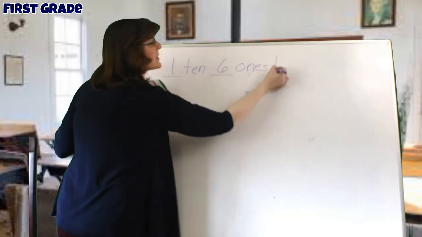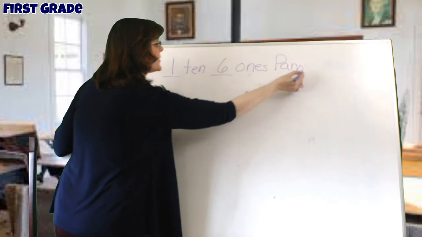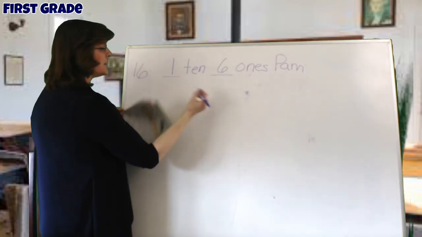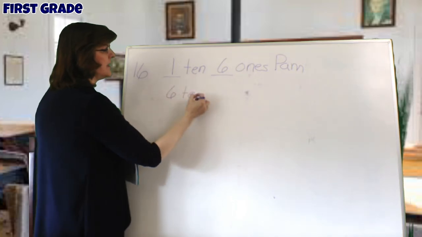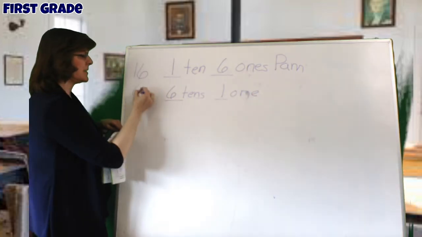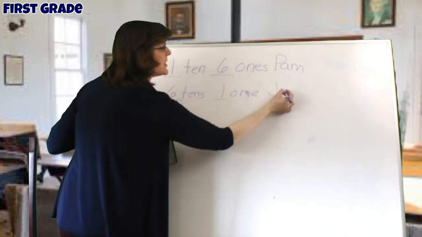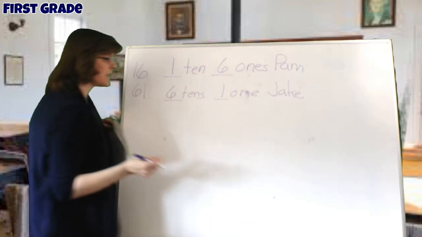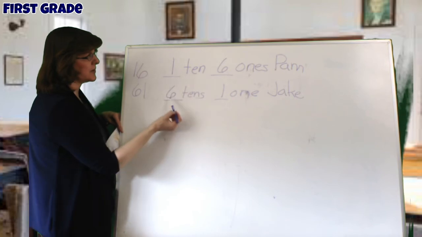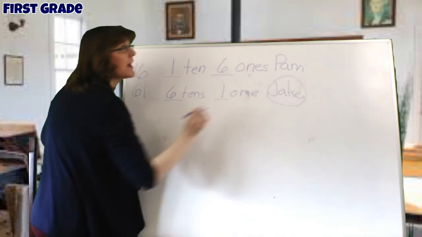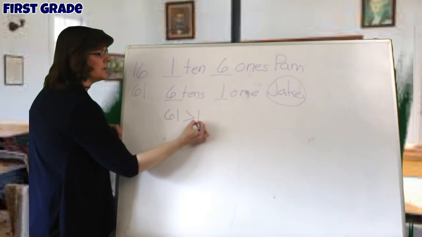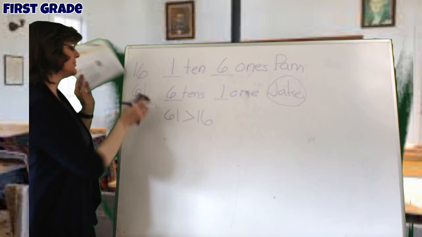Jake's, oh, we should put Pam's name here. Jake's points. Jake has 1 one and 6 tens. So 6 tens, 1 one. He has the number 61. That's Jake's. So now we have to decide who has the greater points. We'll look at the tens place here. Definitely Jake has the greater number of points. 61 would be greater than 16. Let's move to number 7.